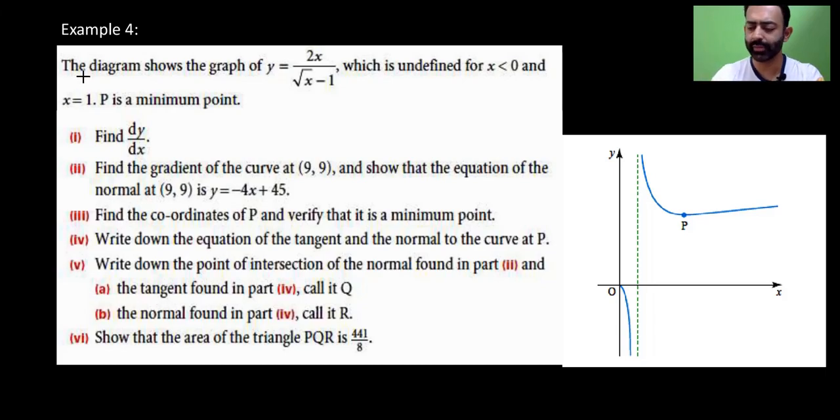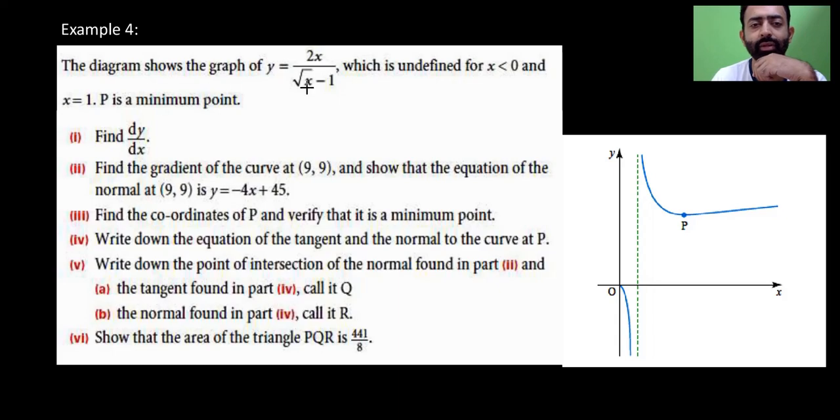So let us do one more example on differentiation of any function using product or quotient rule. The question says that the diagram shows the curve of graph of y is equal to 2x upon root x minus 1, which is undefined for x less than 0 for obvious reason, because under root of x for x less than 0 is not possible as far as the real values of x are concerned.